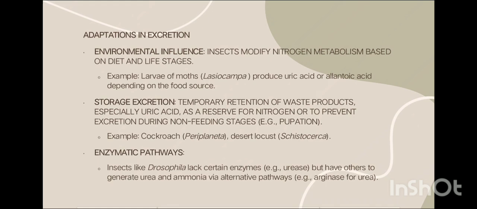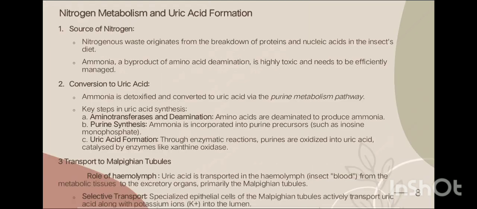The second one is storage excretion, that is, they can retain their waste product as uric acid when it is a non-feeding stage, that is, pupation, seen in the cockroach and desert locust. And enzymatic pathway is in the Drosophila. They lack certain enzymes but have other enzymes to generate urea and ammonia. So they are using an alternative pathway to generate the nitrogenous waste. So these are some of the adaptations which are seen in the excretion in some of the insects.